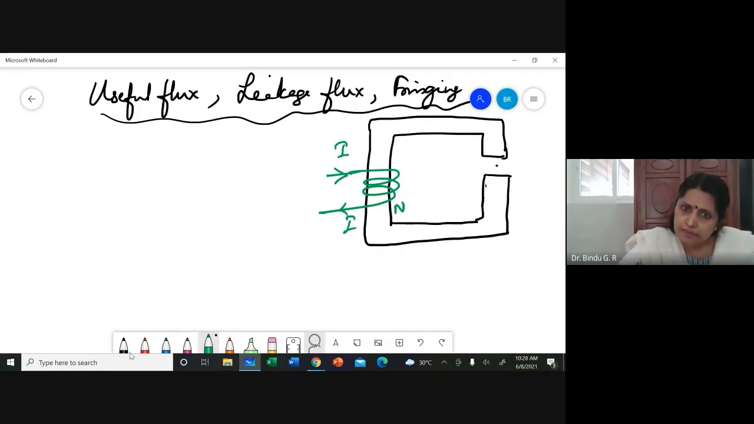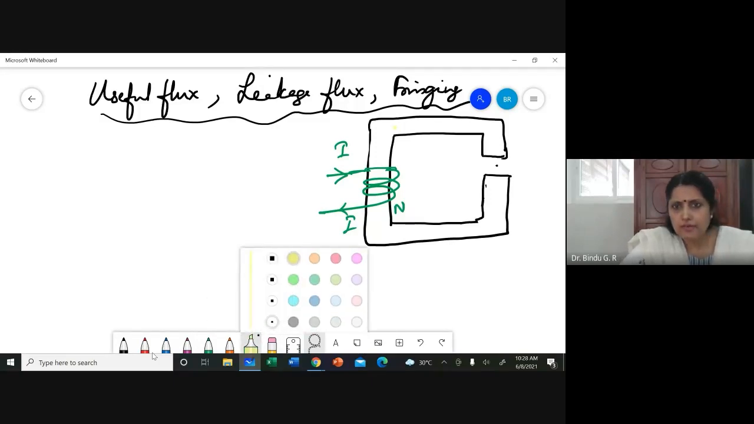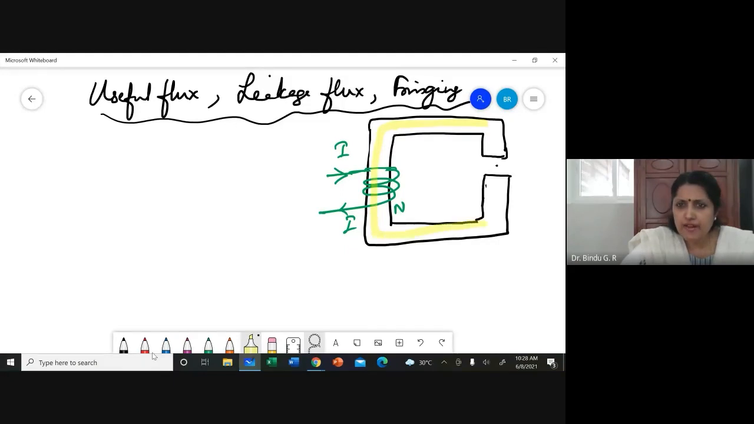Now, because I pass a current I through these N turns of wire, I am 100% sure that a flux is formed here. A flux will be formed here. Now, the same flux will form here also. Within the air gap also, the same flux is formed. Let me name that. So, a flux is formed.